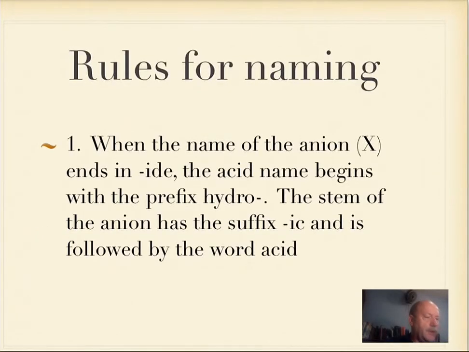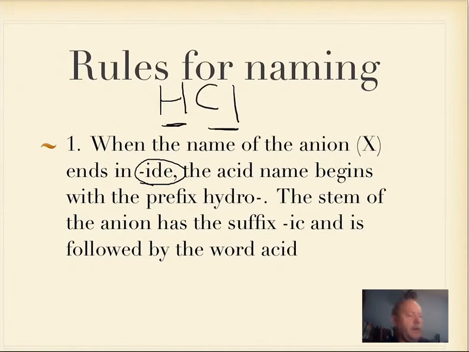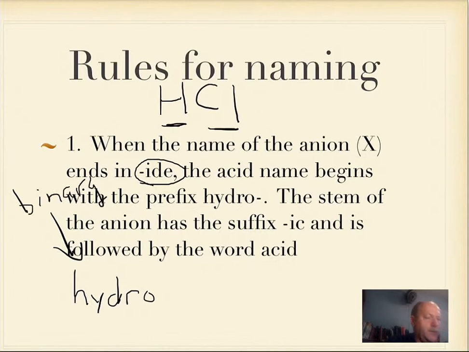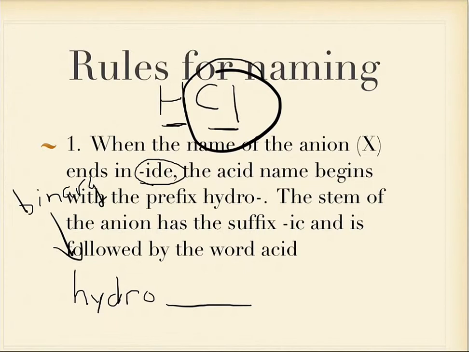Alright, so here's our rules for naming. And the first thing is when the name of the anion ends in IDE. And think about this. What this is saying, remember, when things ended in IDE, they were binary. So we're talking about a binary compound. So if we have something like HCl, 2 elements, binary, anytime that you see that, you're going to call it hydro. So the word hydro kind of is a word that means binary. Okay, so hydro something, whatever the main part of the name is, in this case it would be the chlorine, and then it's going to end in ic and then acid. So this would be hydrochloric.